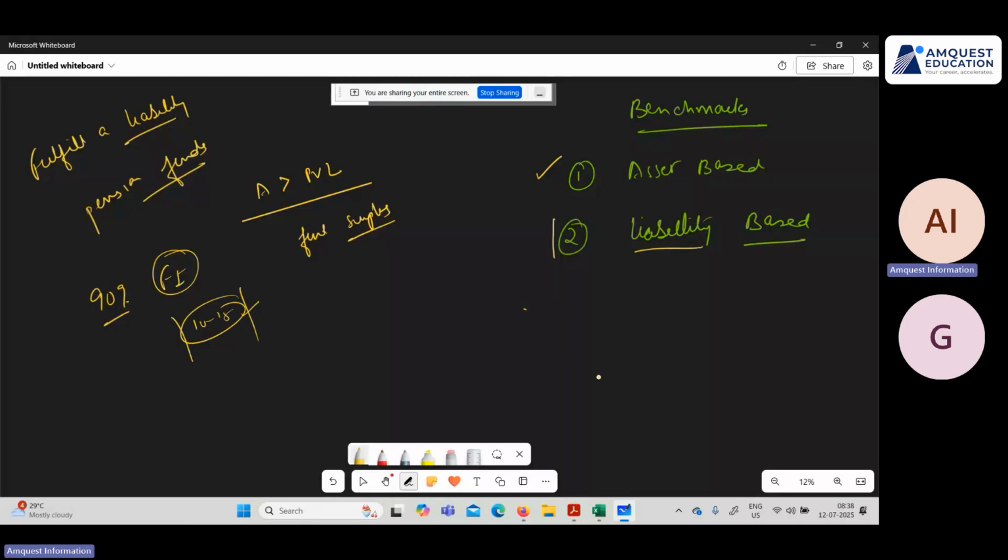Okay. So liability based benchmarks are mainly for defined benefit plans, etc., pension fund plans, where you want to just meet the liability and not really care about the return. Right? So what are the different features of your liability based benchmarks?